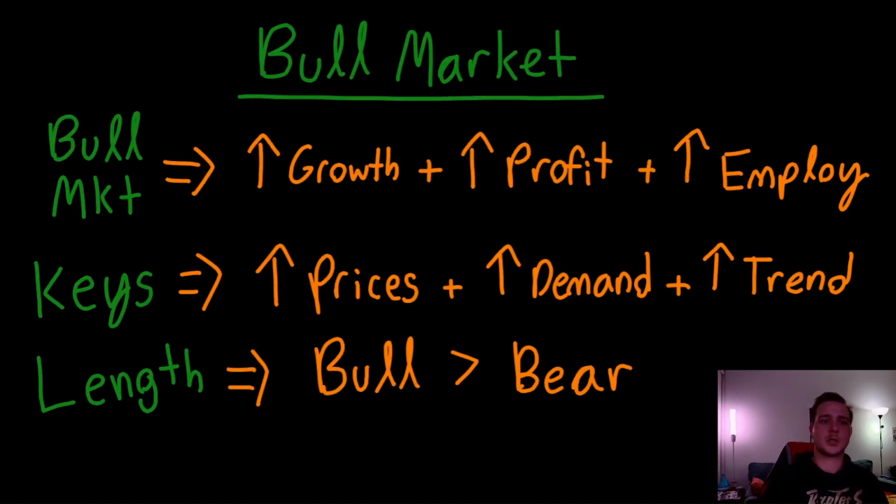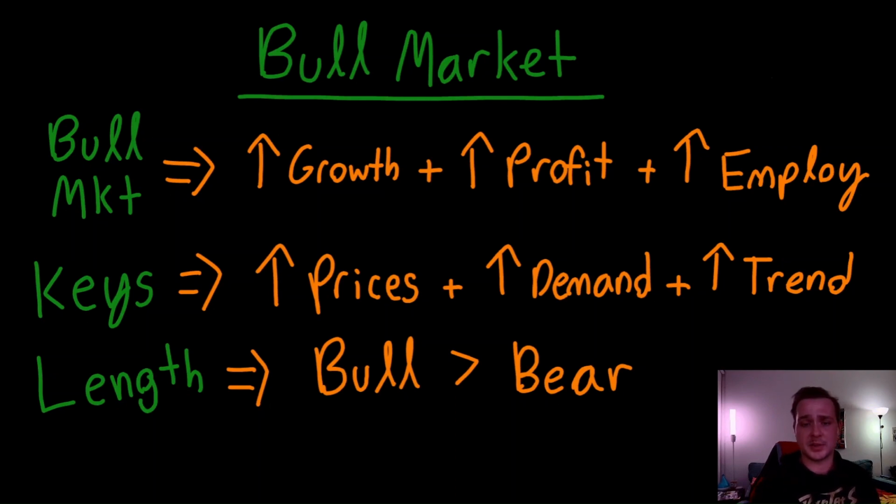So bull markets are typically characterized by strong economic growth, increasing corporate profits, and low unemployment. The keys to a bull market are increasing prices. So it refers to a period of rising prices and general optimism in the markets. Also increased demand. So investors are confident about the economy and there's going to be high demand for crypto, stocks, and other speculative assets. And there's going to be an increasing trend.